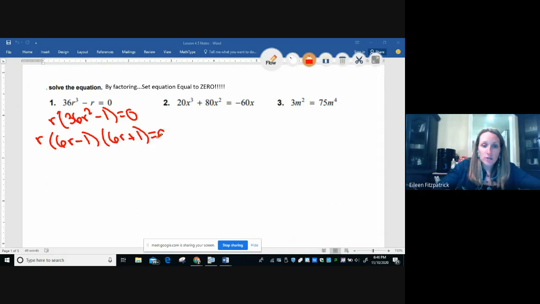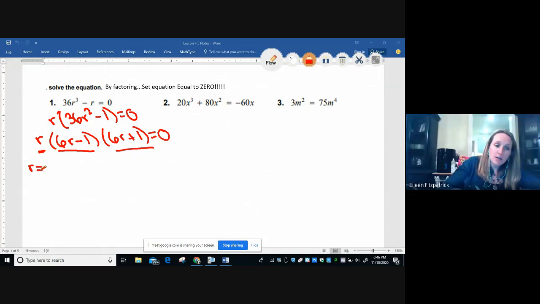Once you're in complete factored form, you then set each factor equal to 0. Because notice, everything's being multiplied together. This factor is being multiplied by this factor, which is being multiplied by this factor, and it says it's equal to 0. Well, the only way to multiply and get an answer of 0 is if at least one of these is 0. So you're going to set each factor equal to 0. It's the zero product property. And then you're going to solve for r.